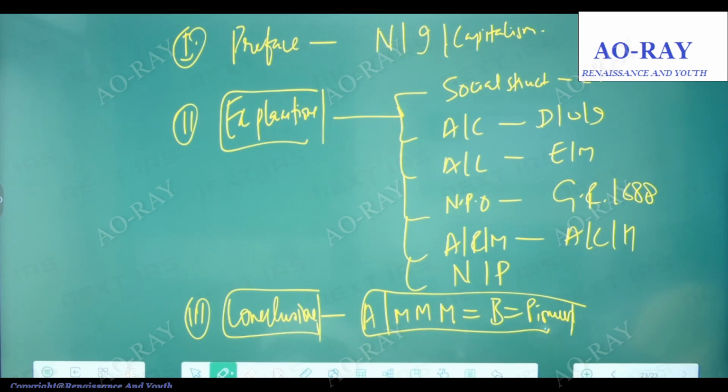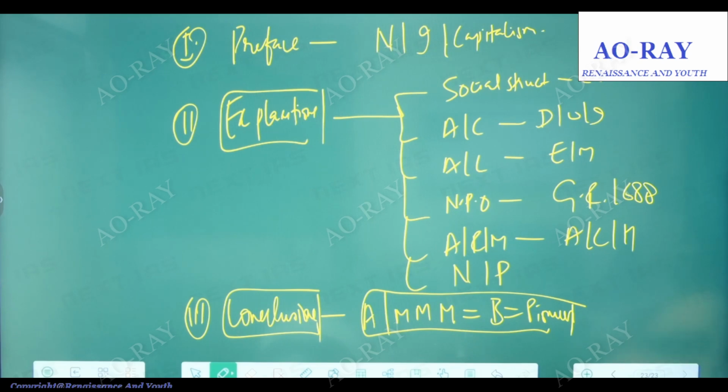Preface. Necessity is the mother of invention. Who created the necessity? Capitalism. Explanation. Social structure. Dominancy of capitalist class. Availability of capital because of drain of wealth from India. Availability of labor because of enclosure movement. New political order because of glorious revolution of 1688. Availability of raw material market, initially from American colonies and then Hindustan. Britain as a naval power.